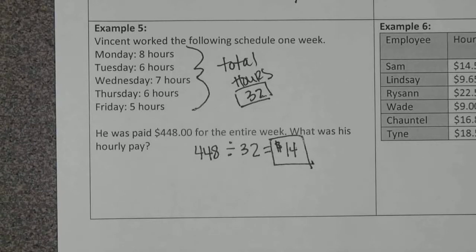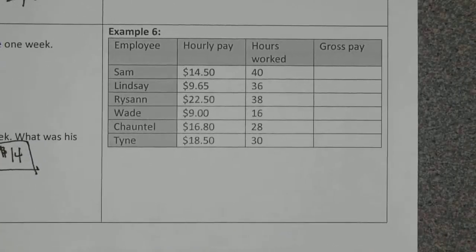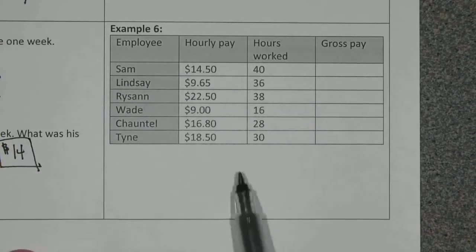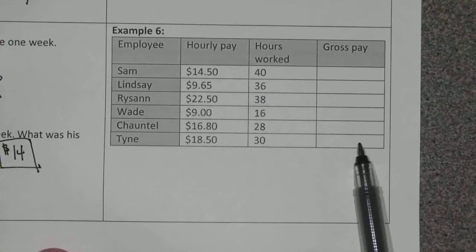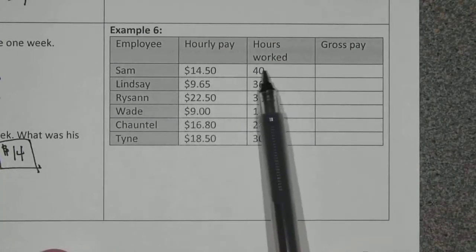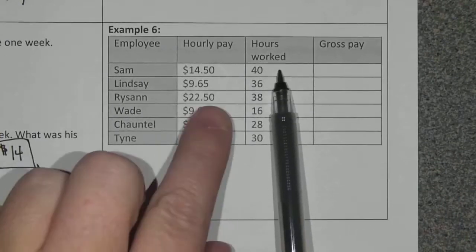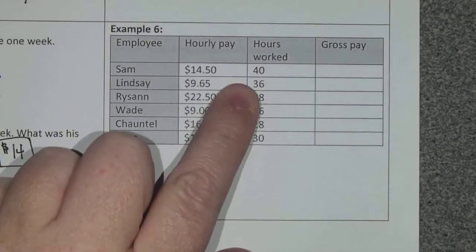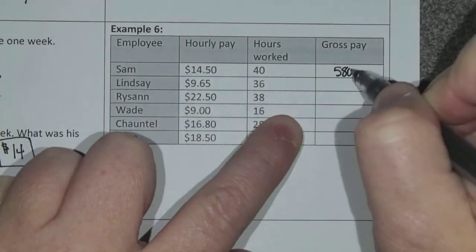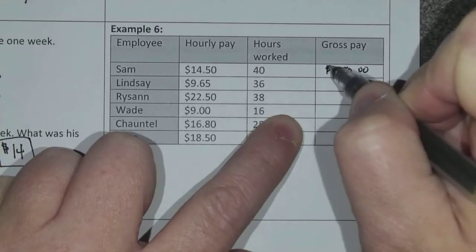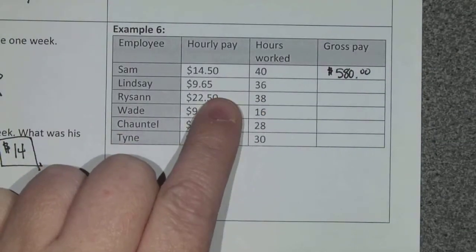All right, one last example over here then, and it's just a chart that we're going to fill out. We have people's hourly pay. We have the number of hours they worked. We just have to figure out their gross pay. So this really just is hourly pay times hours across, right? So $14.50 times 40, 580, good. This is in dollars, so I'm going to put the 0.00.